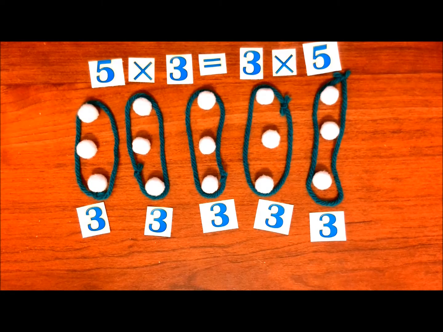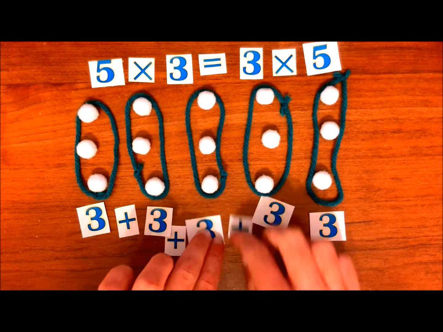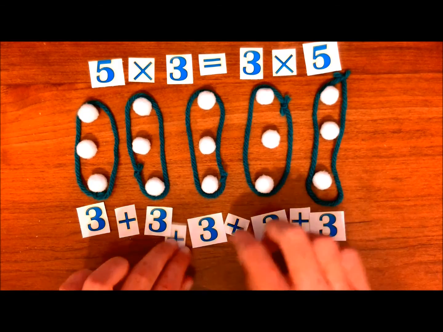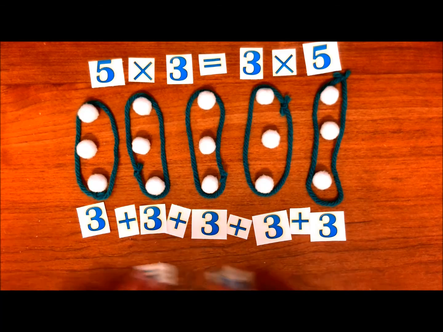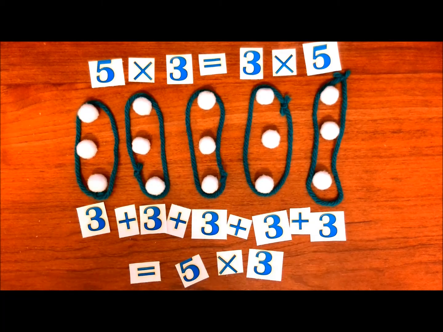We want to find what the total number of pom-poms is, so we add them all together. We add all the 3's together. And 3 plus 3 plus 3 plus 3 plus 3, we're using repeating addition, the definition of multiplication. We have 5 3's being added together. So that is equal to 5 times 3. So the number of pom-poms we have is 5 times 3, which is 15.